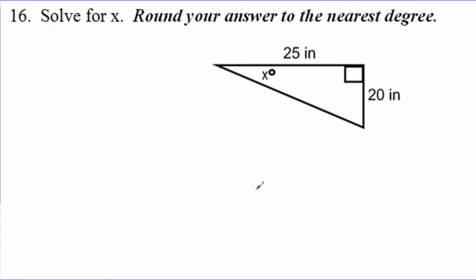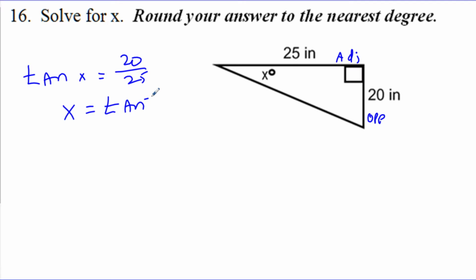Problem 16. This is asking us to find a missing angle, which is trigonometry again. So I'm going to label my sides. Opposite, adjacent. I don't need to go any further. That looks like the tangent property. That's my TOA. The tangent of x is equal to opposite, 20, over 25, which is adjacent. Okay. Remember, in order to make tangent go away and leave the x behind, I'm going to do inverse tangent of both sides, and so that's going to leave an inverse tangent of 20 over 25.